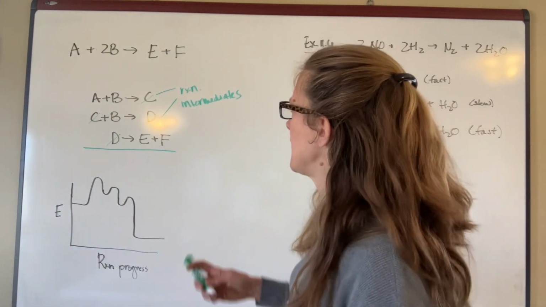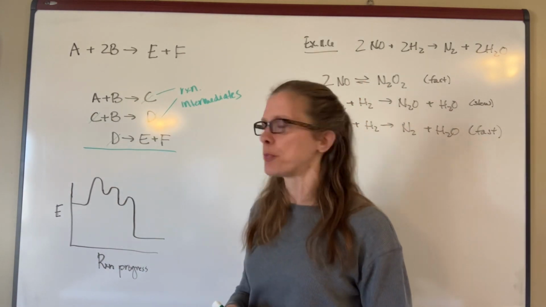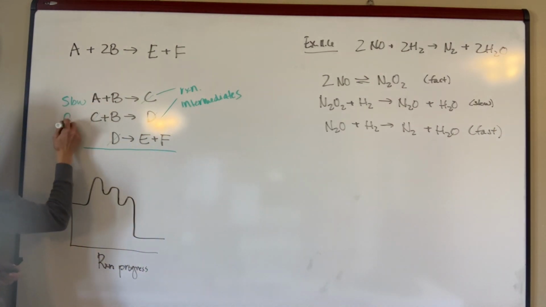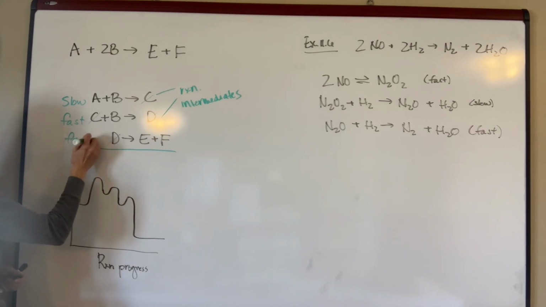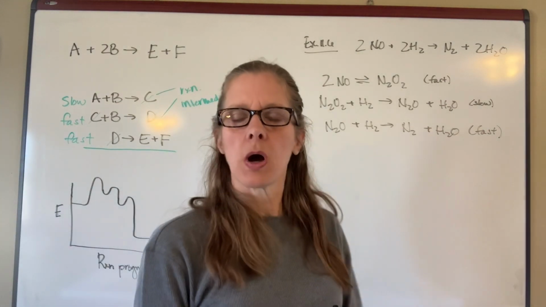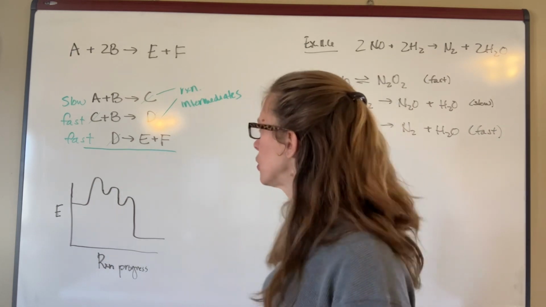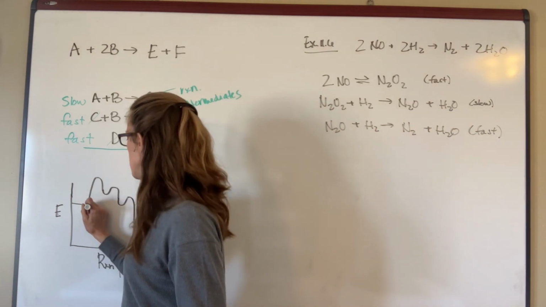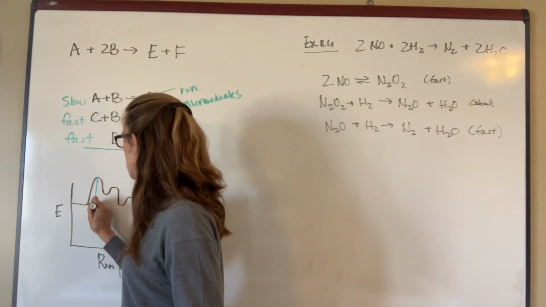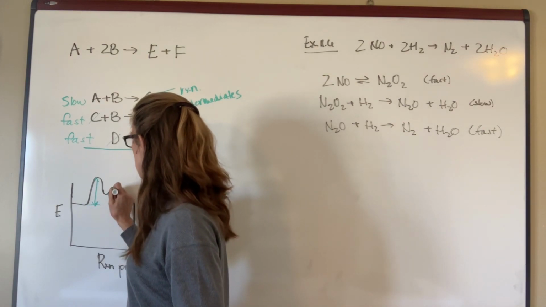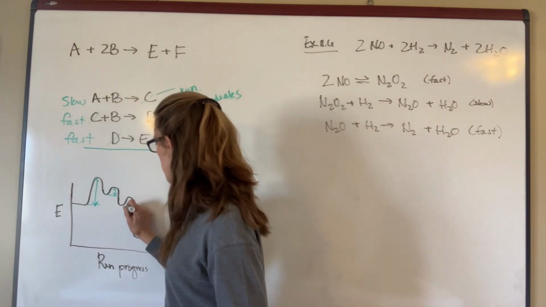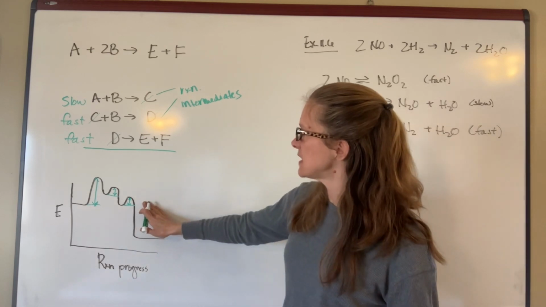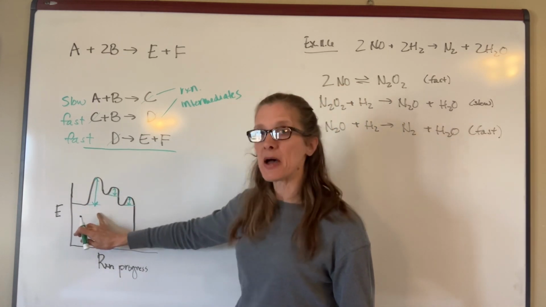So let's say that in this mechanism that I've proposed here, let's say that this first step is the slow one, and then these two are the fast ones. So if I look at an energy graph of what that's going to look like, if I look at the amount of activation energy required for each step, what you can see is that here's the activation energy required for this first step. Here's the activation energy required for the second step. And then here's the amount of activation energy required for the third step. And you can see that this activation energy is much higher.